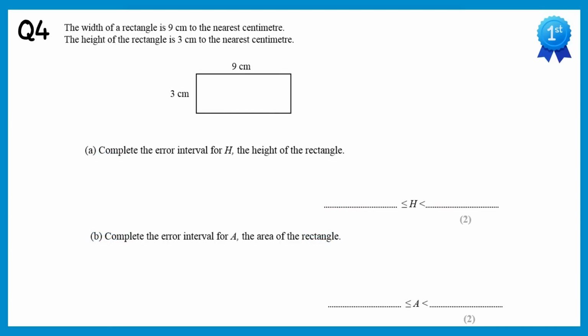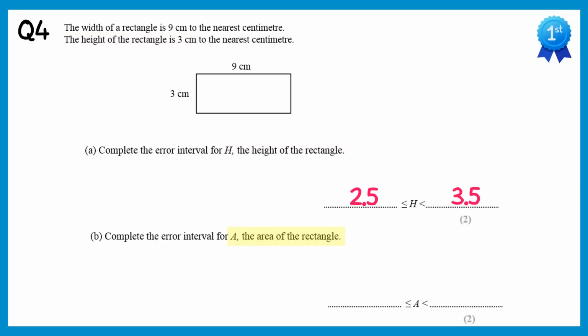For the first part of this question, we need to write down the error interval for the height of the rectangle. In the question, we're told the height of the rectangle is 3 centimeters, but it's to the nearest centimeter. So to get the error interval, we'll just take half a centimeter from 3 and add half a centimeter onto 3. So 3 take away half a centimeter is 2.5, and 3 add half a centimeter is 3.5.